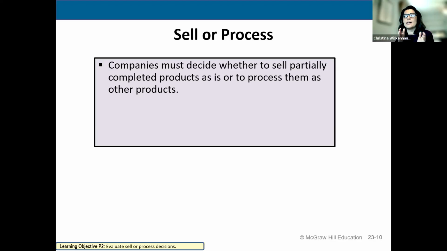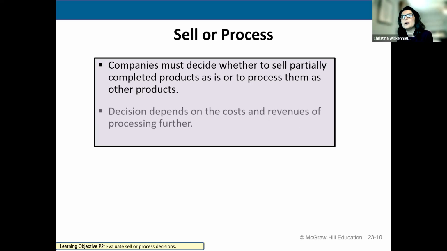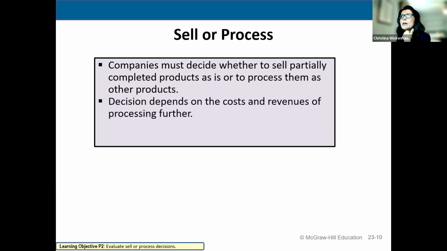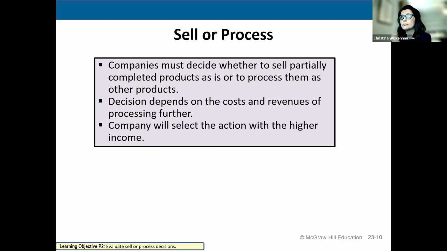So this one says that somewhere in those many processes, it's going to cost us more money to continue processing it, but maybe we would be better off if we sold it partially completed. So we're going to line up all of our relevant costs and then determine how much our revenues would change from one option to the other. And again, it comes down to which one's going to give us the higher net income.